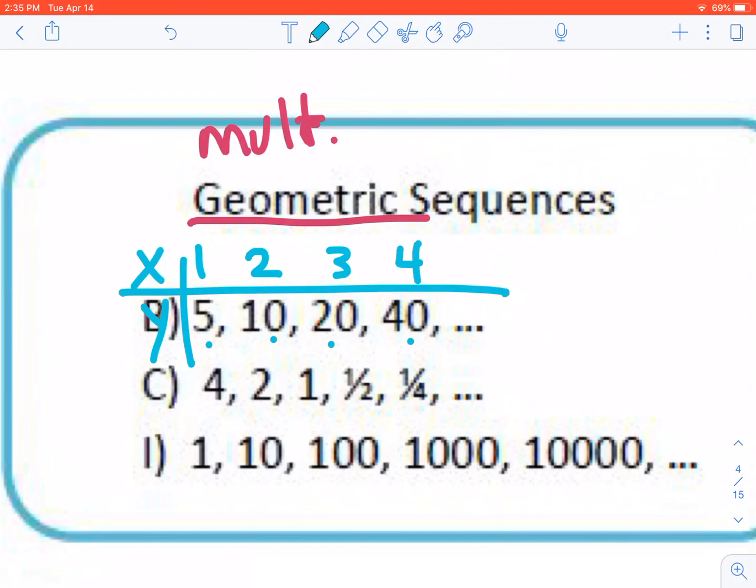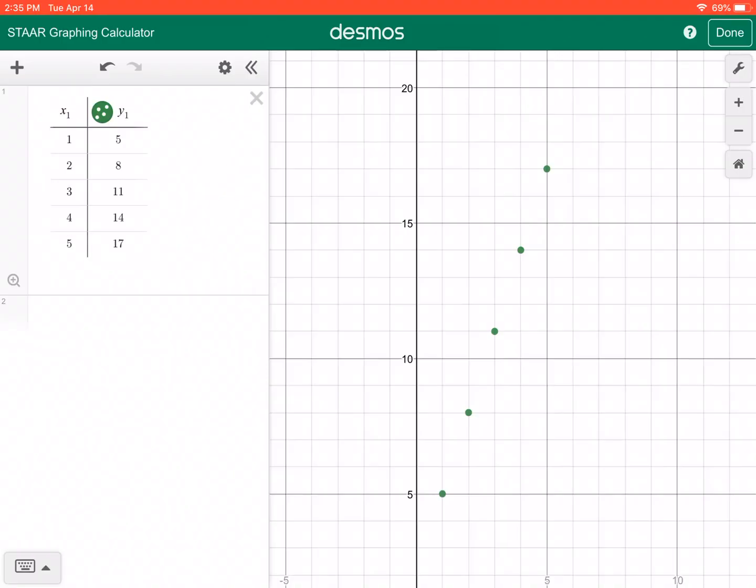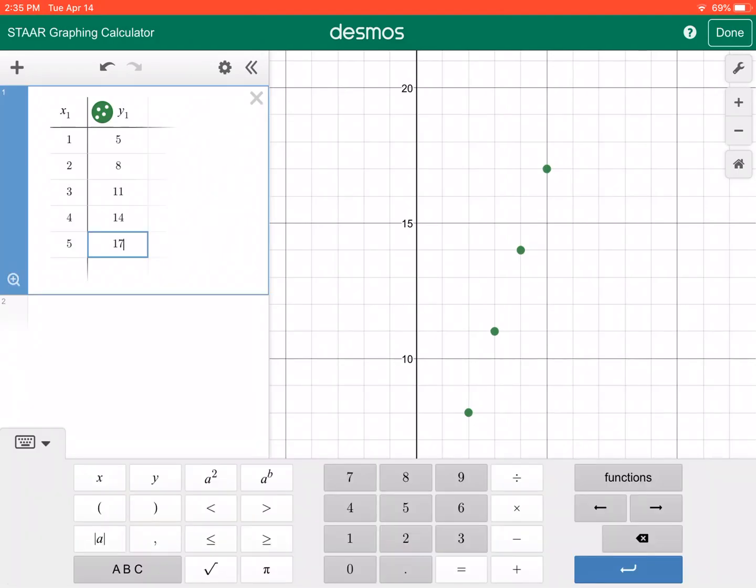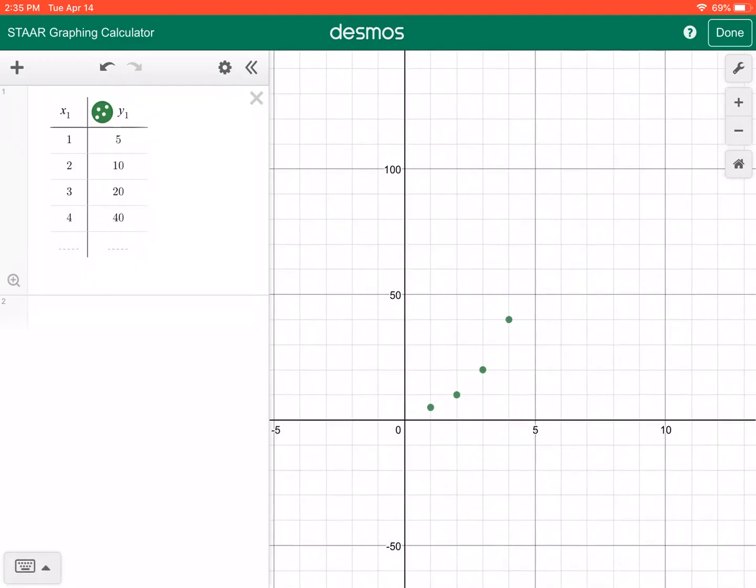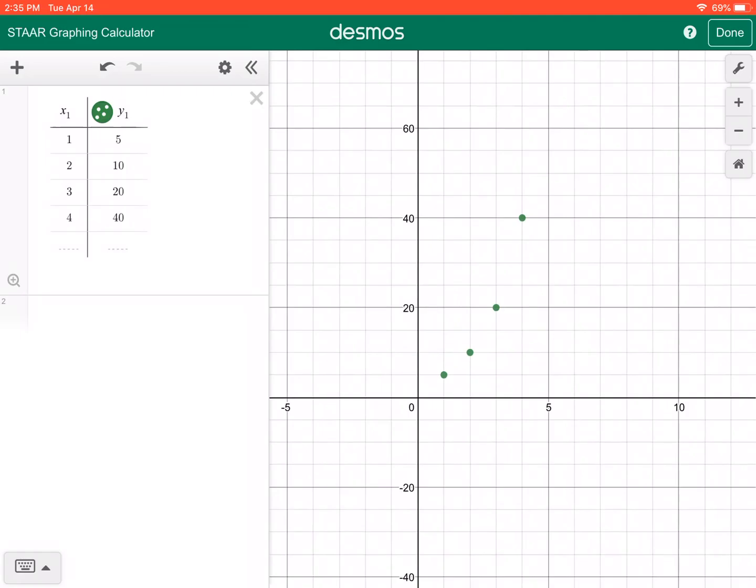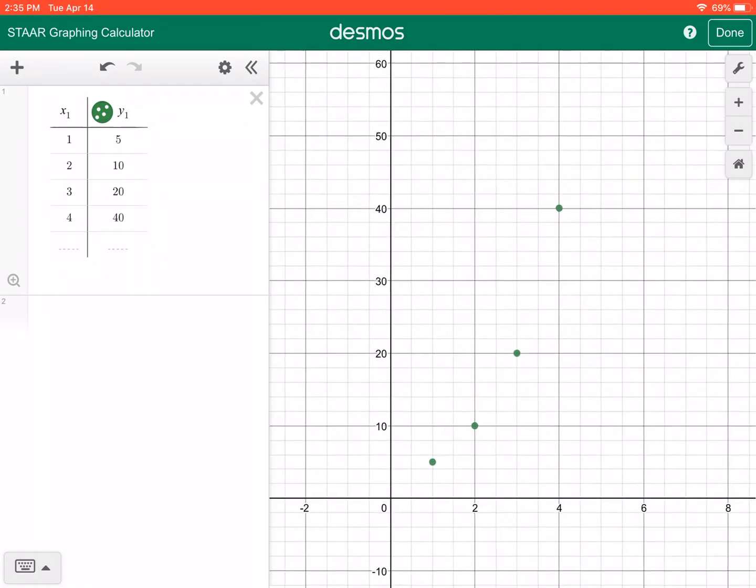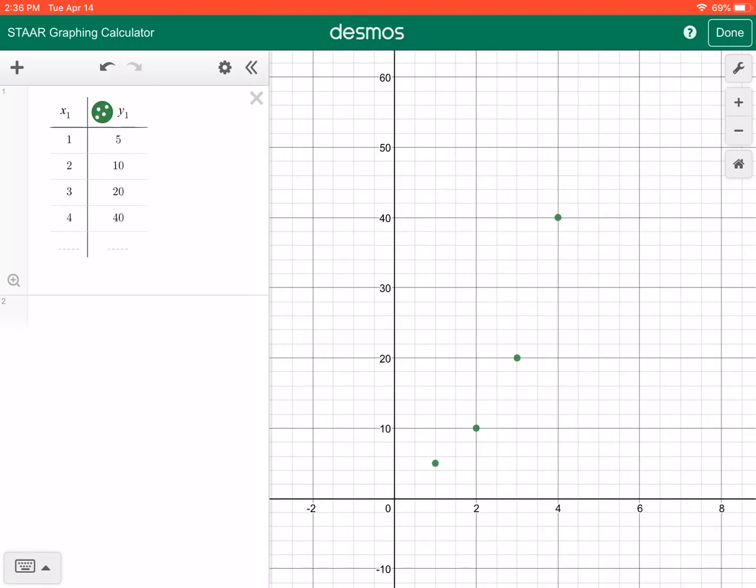So we're going to go to Desmos, and we're going to type this in. I'm going to use the table that I already had, and I'm going to type in my values: 5, 10, 20, and 40. Okay, so now we're going to look at our values, and it's a little bit harder to see on this one. You can see that it does do a little bit of a curve so that you know it is not linear. So now it's between quadratic and exponential.